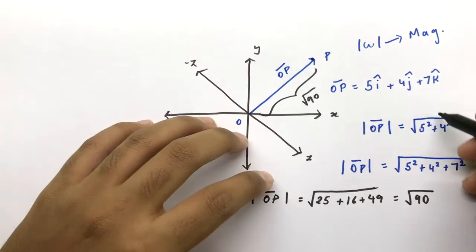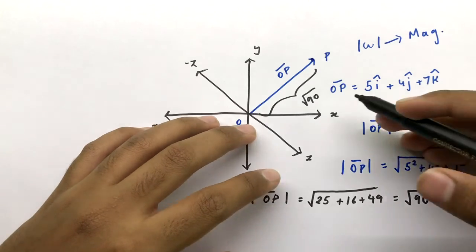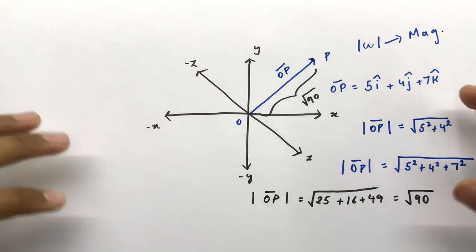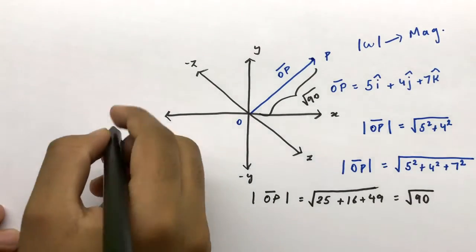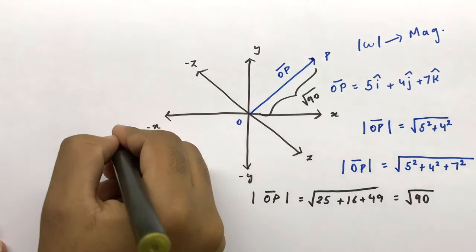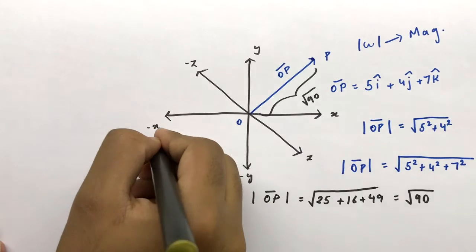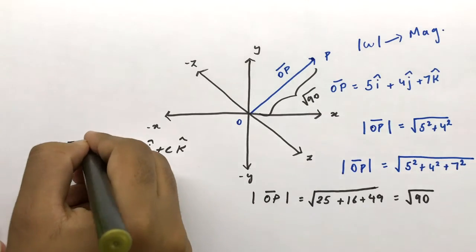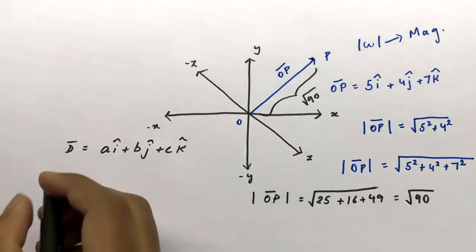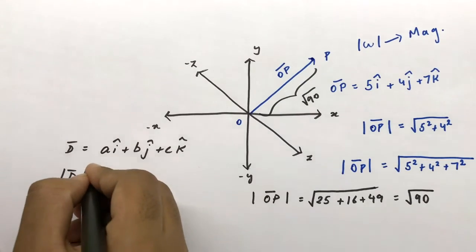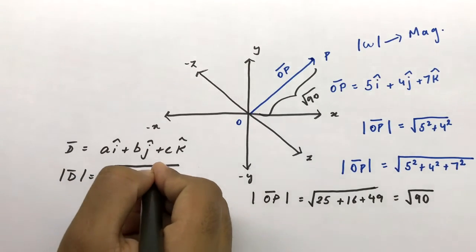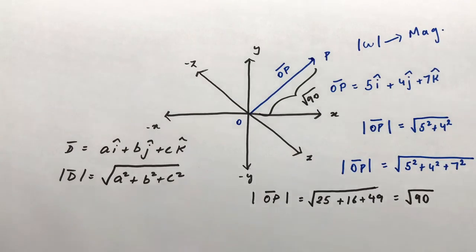So in general, whenever you have a vector with n number of components along n number of axes, the magnitude is under root each component squared. So let me generalize this concept. Whenever you have a vector, let's say ai cap plus bj cap plus ck cap, let me call this d bar. D bar is this vector. Now what is the magnitude of vector d? That is, mod d bar will just be under root a square plus b square plus c square. So that is it for part 3 on how to calculate the magnitude of any given vector.